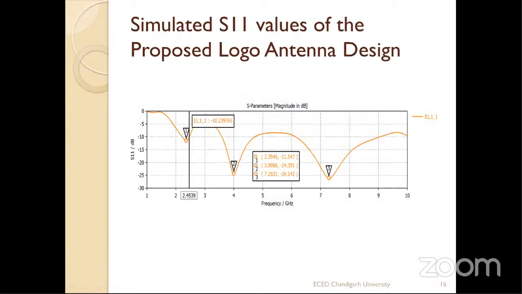Now these are the results for the modified antenna, keeping HS equal to 0.56 mm only. At 2.45 GHz, S11 is below minus 10 dB. So the antenna is resonating at 2.4, 3.9, and 7.2 gigahertz. So it is acting exactly like the 1.12 mm one, and our requirement is also fulfilled.